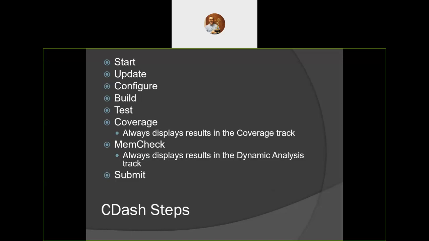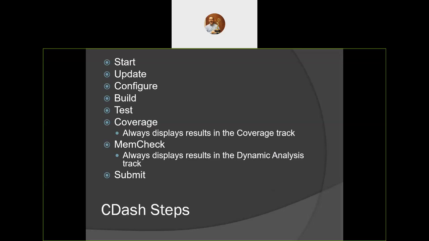So here are the steps that CTest knows about. There's the start step, which is really just a way for CTest to tell CDash, okay, I'm beginning the execution of some pipeline, so that CDash will have a way of understanding you started at this time, you ended at the submit, and I can compute the total time it took for the pipeline to execute by looking at the timestamps between the two. The update step is getting any source code from version control. The configure step is doing the CMake configure operation.